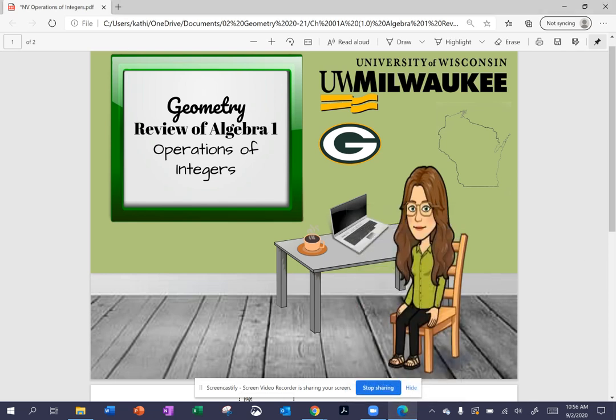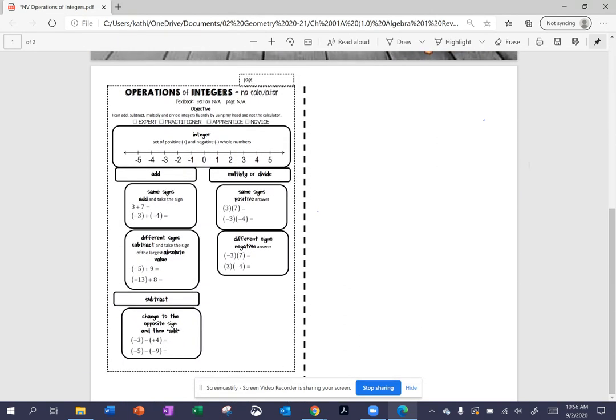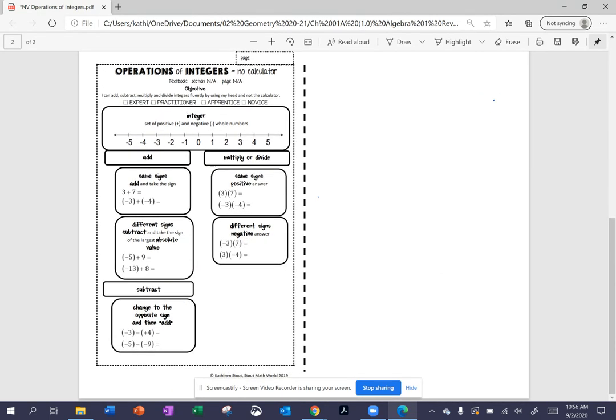Okay, today's lesson is the operation of integers. So this is going back a few years, but let's just review. My learning objective is I want to be able to add, subtract, multiply, and divide integers fluently by using my head and not the calculator.